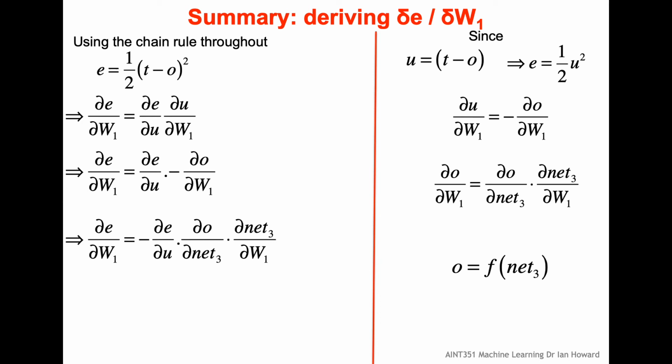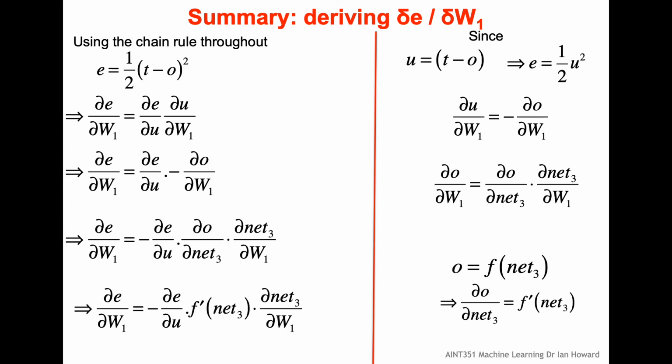Again, we know that the output is a function of net3, just like it was before, a nonlinear function, and it's going to be a sigmoid. We're just going to write it down again: the derivative do/dnet3 is f prime of net3. Again, we'll pop in the values that we need in a second. So that's this term taken care of. We've substituted in there.